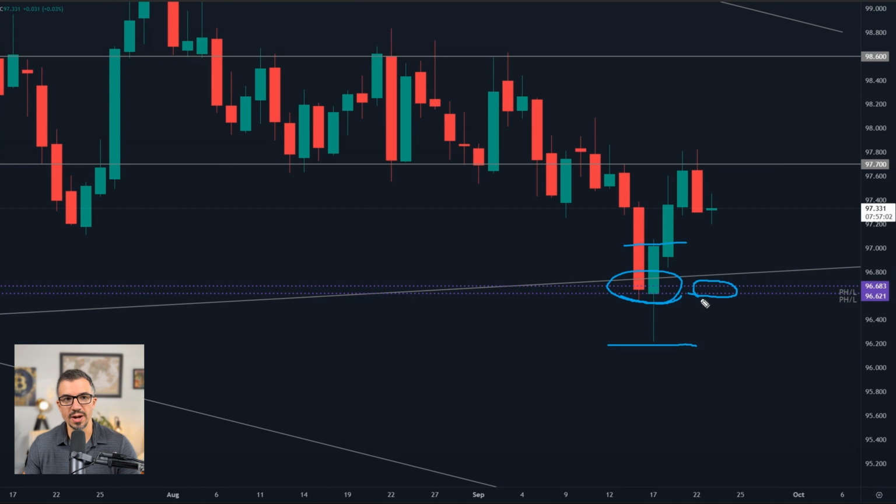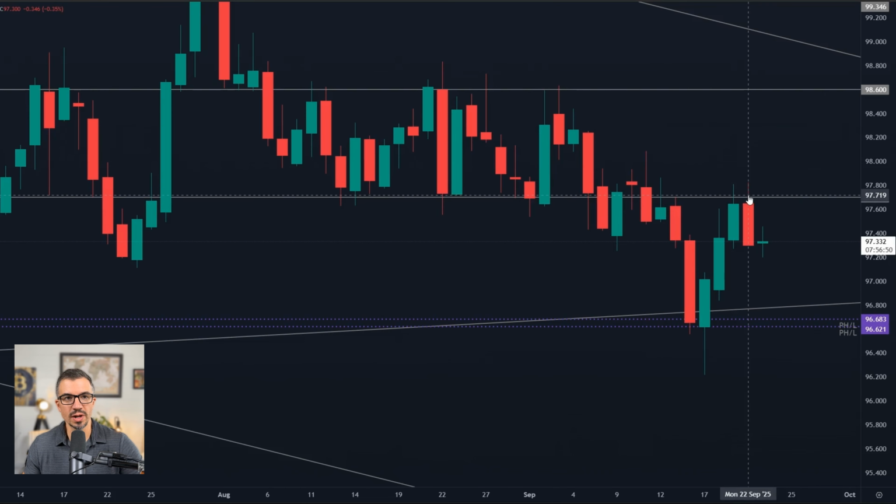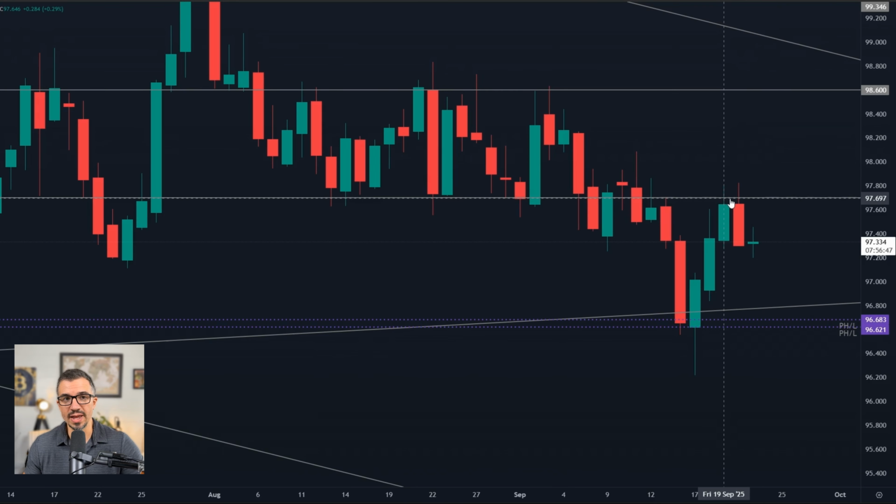We saw the market come down here, take out those poor lows in the 96.60 area, and then bounce aggressively from here. Now, one thing that I mentioned in the weekly forecast, it was that it depended on where this market closed around 97.70 into the weekly close.